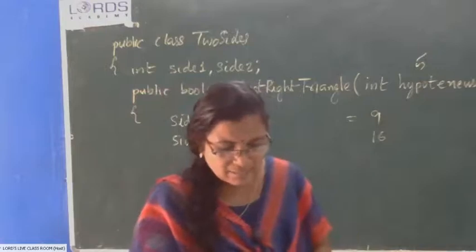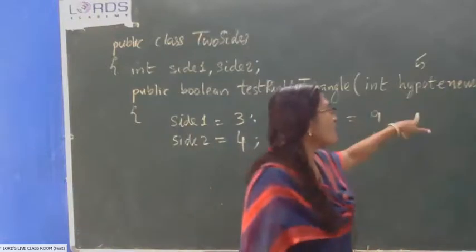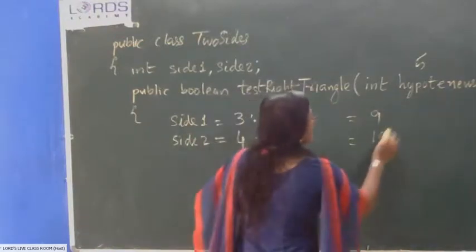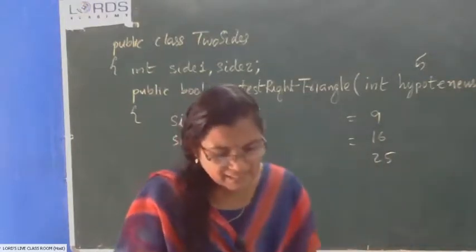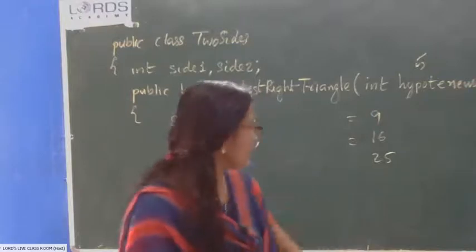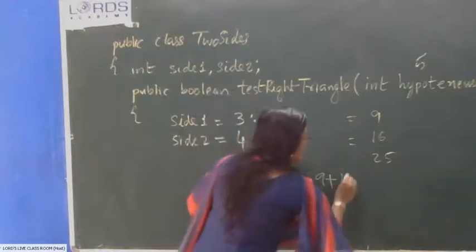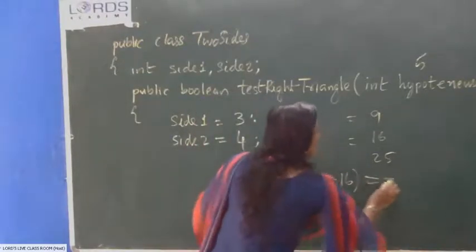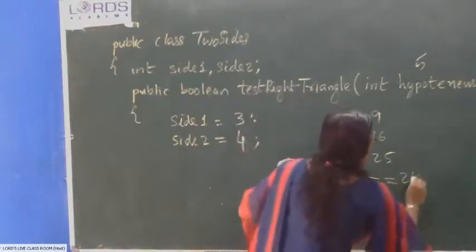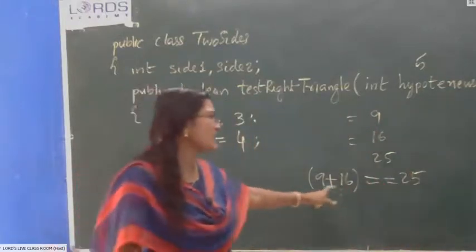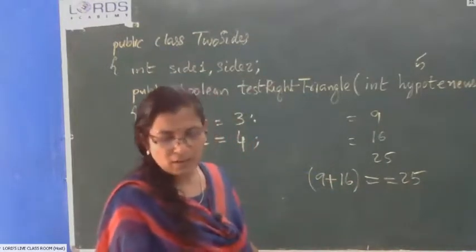Return, what is the last statement? Into hypotenuse squared. Assume that you passed the value 5, so the squared value is 5 into 5, 25. And what are you returning? Return side 1 squared plus side 2 squared. Side 1 squared is 9, plus side 2 squared is 16, equal to hypotenuse squared. Hypotenuse squared is 25. So 9 plus 16 equal to 25. Is it true or false?